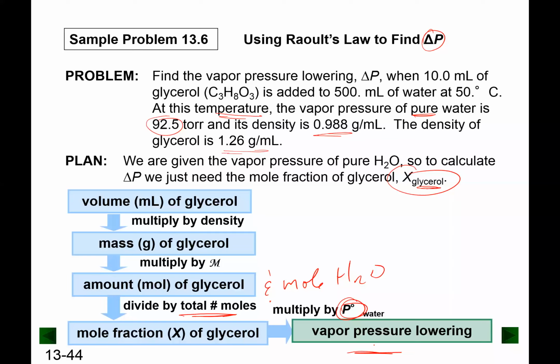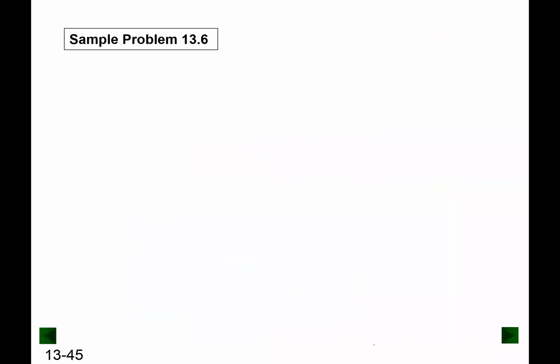vapor pressure lowering. So we start off by calculating the moles of our glycerol. We get that from 10 mL of C3H8O3.